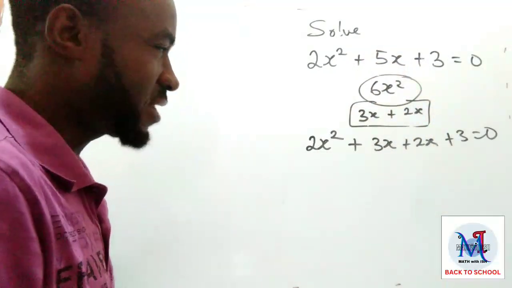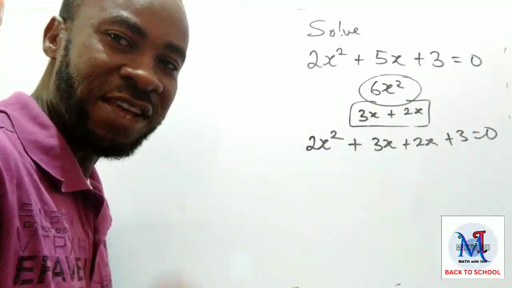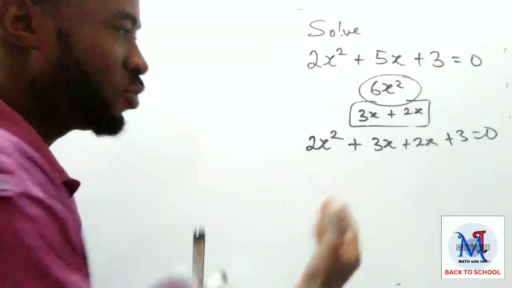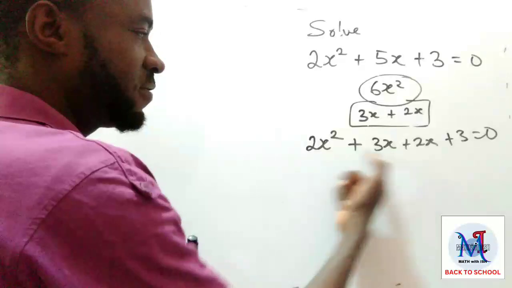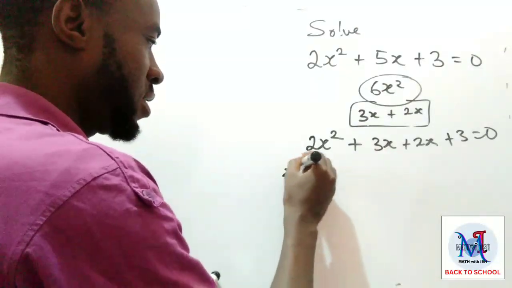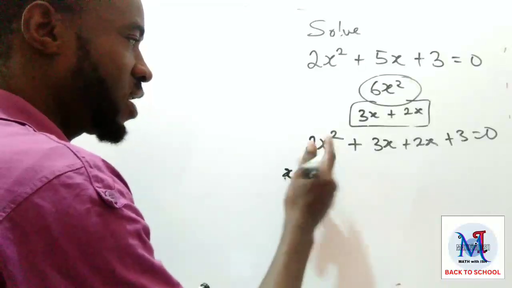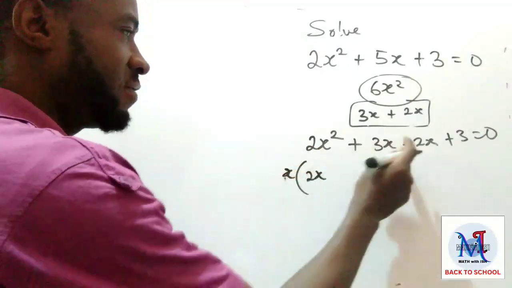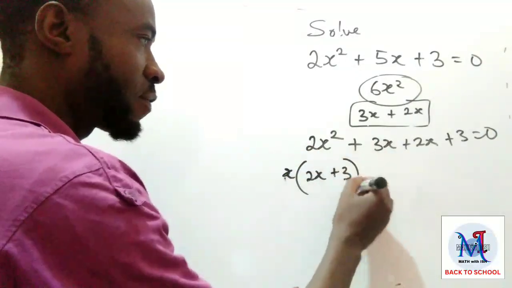Now the next thing to do is to factorize, pick out what is common within each pair. Between the first two terms, what's common is x. I'll factor it out. So x divided into 2x squared gives me 2x, and x divided into 3x gives me 3.